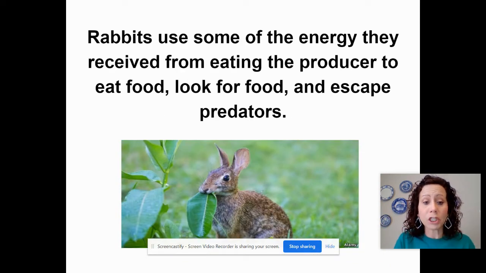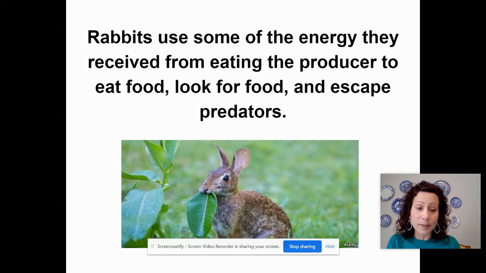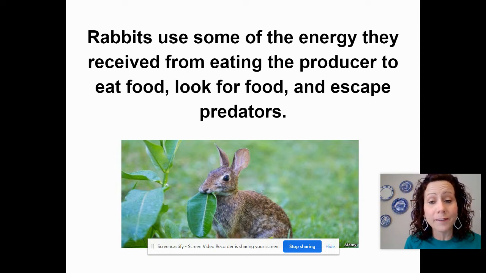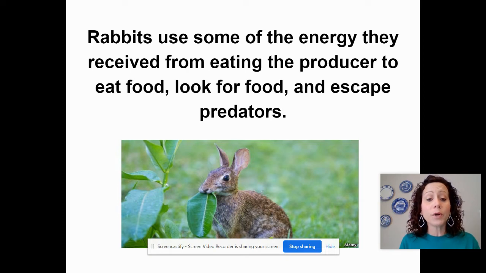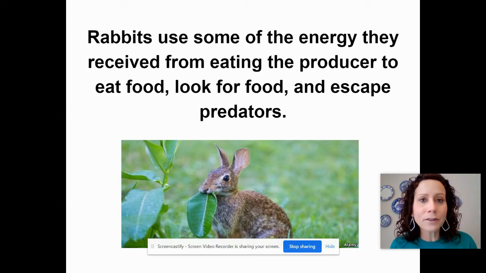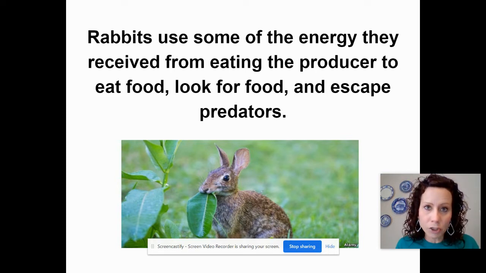So rabbits are going to use some of that energy that they got from eating those leaves, from eating the producers. They're going to have to look for food. They're going to have to burrow and find a place to live, build a shelter, so to speak, by burrowing in the ground. They're going to have to escape from predators and run. They're going to have to search for food. They're going to have to eat food. So while they're doing all of those things and living their cute little rabbit life, they're going to be using some of that energy that they got from the producers.